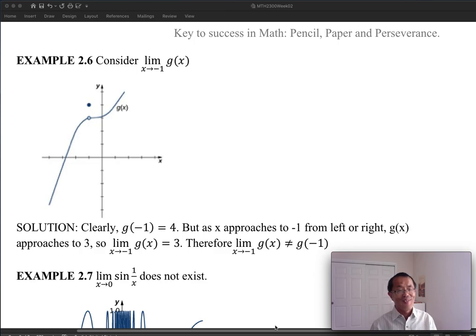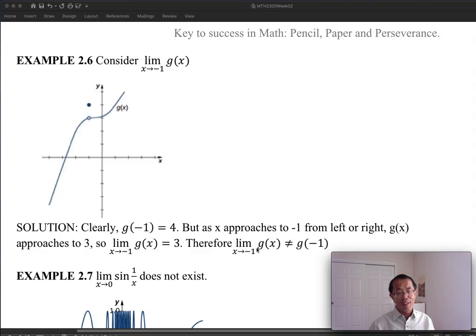Yes, actually, we are studying limits already. This is material in section 2.2, and we said we can observe a limit from the graph if the graph is available. Indeed, this is the example we just finished, example 2.6 in the textbook. I hope this is a very interesting example because we figured out there is a limit.